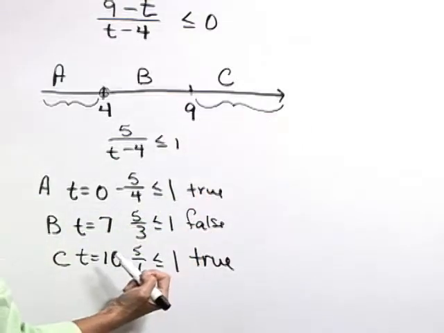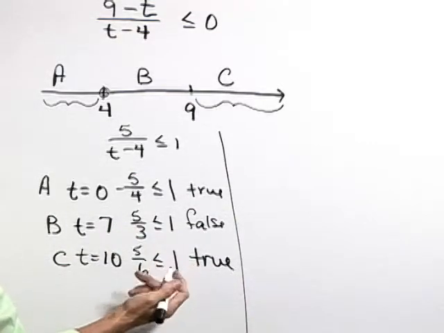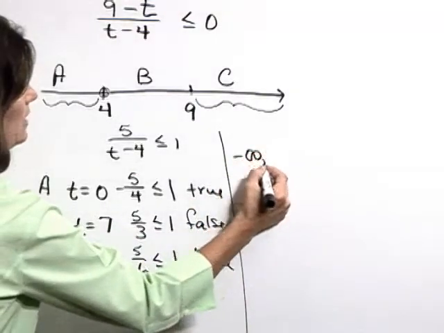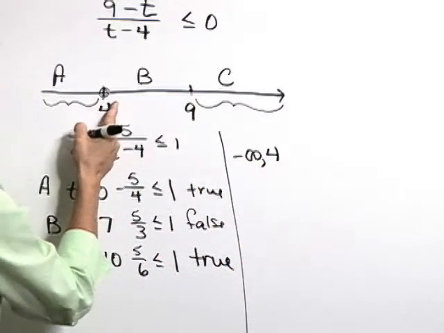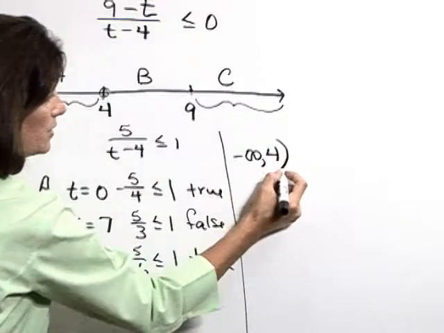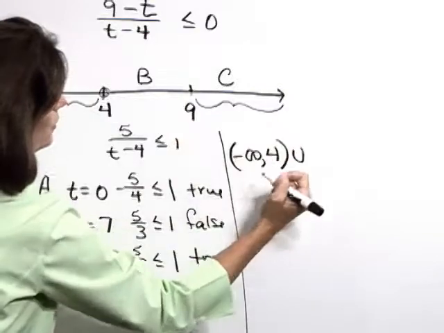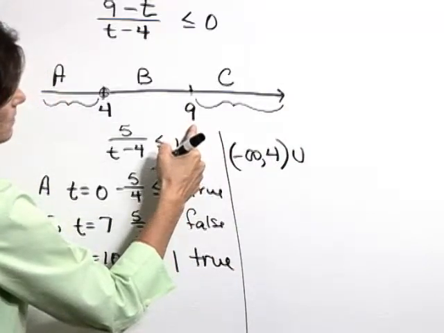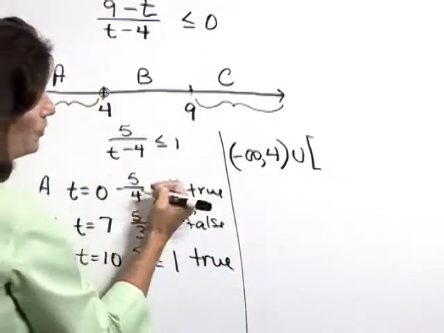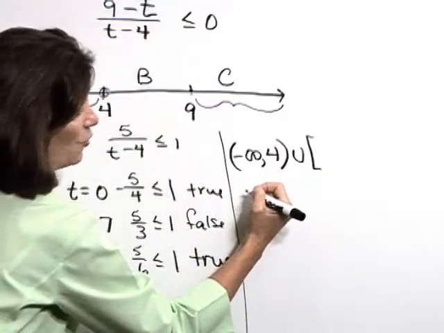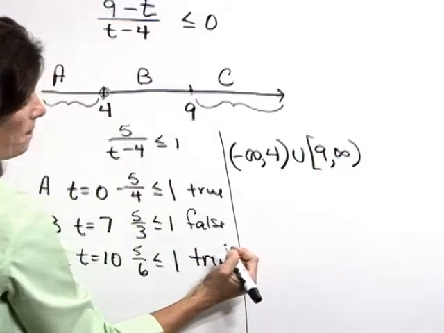Let's describe those intervals using interval notation. That's negative infinity up to 4. Now I can't include 4 because 4 causes that denominator to be 0, so don't include that. Union 9 to infinity. Now I can use the 9. That causes the numerator to be 0 and gives us our equal to part from our inequality up above. So that's 9 to infinity.